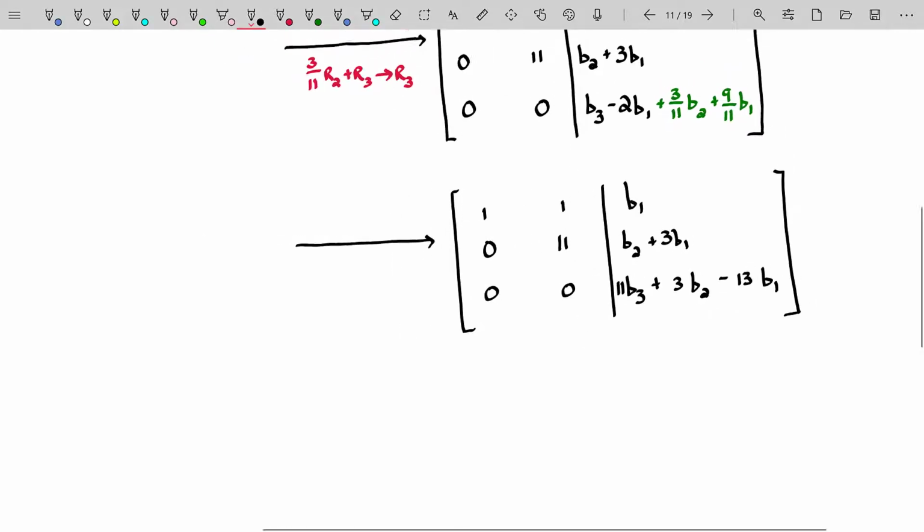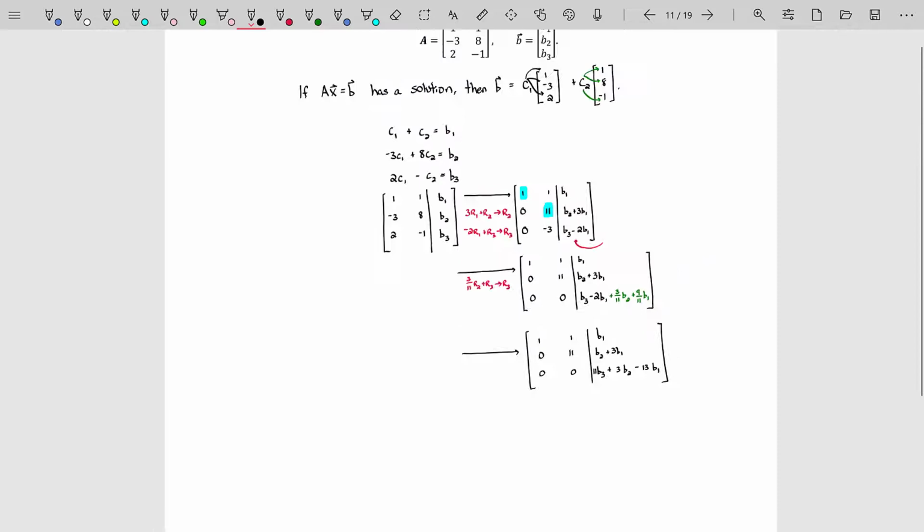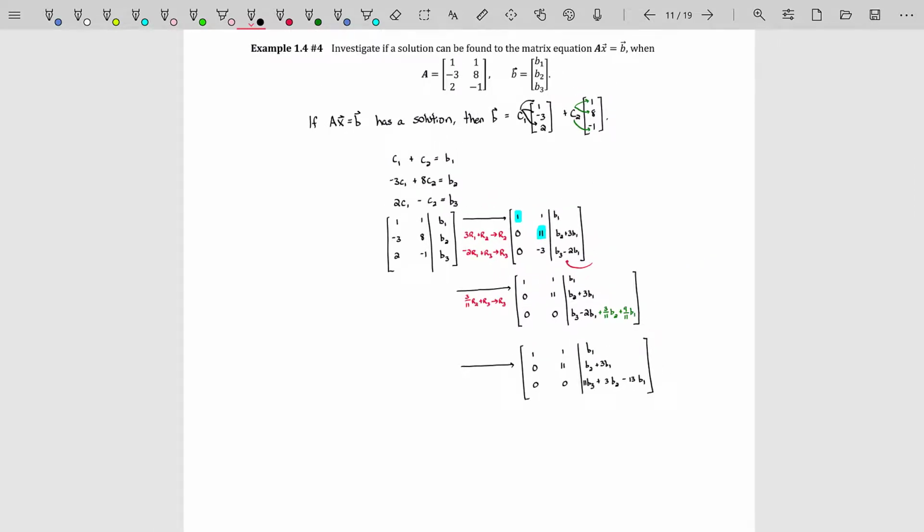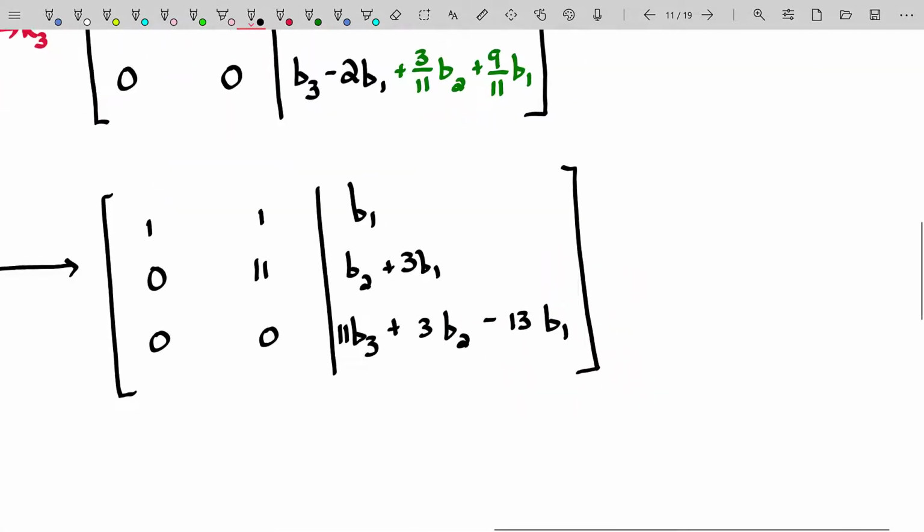Now remember, for a linear system that is related to an augmented matrix to have a solution, or in other words, to be consistent, the rightmost column cannot be a pivot column. And so therefore, we do not want this piece right here to be a pivot. We must have that entry be 0 for this system to be consistent.